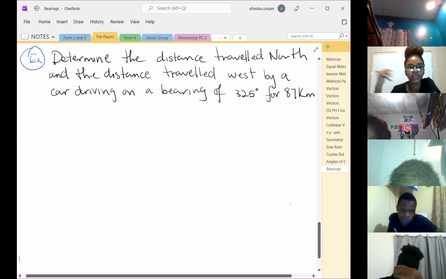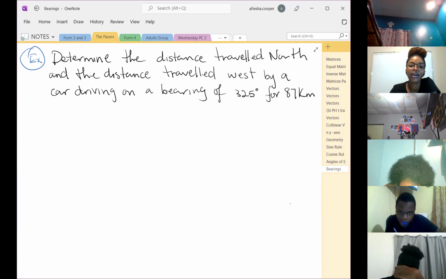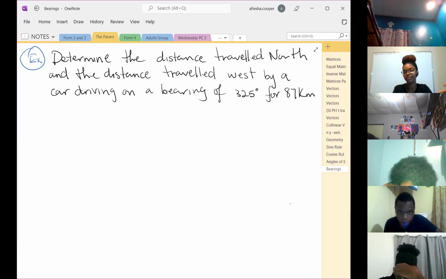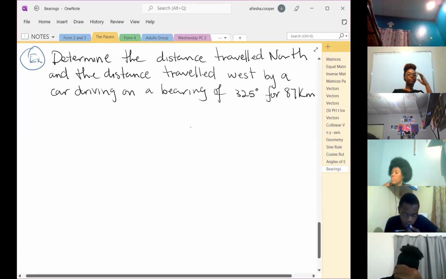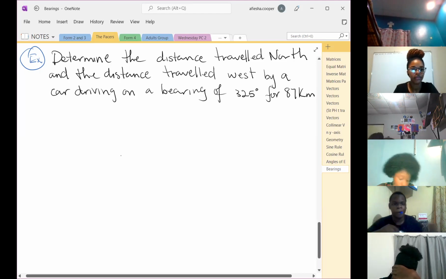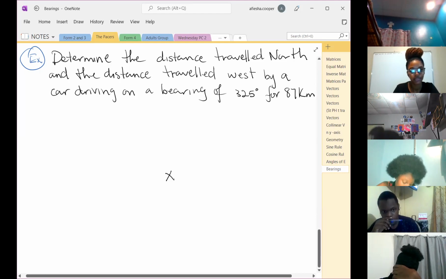Determine the distance traveled north and the distance traveled west by a car driving on a bearing of 325 degrees for 87 kilometers. So I'm going to start. I want you all to talk me through this question. I'm going to put a point in the middle of my screen. This is the car. Where am I going from here, Jewel?